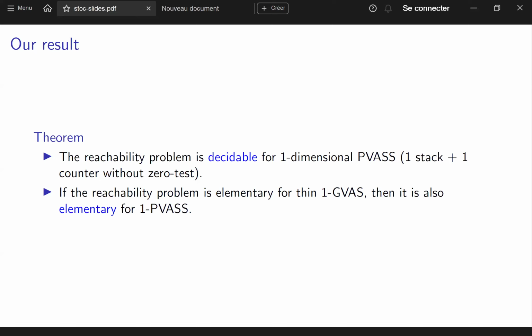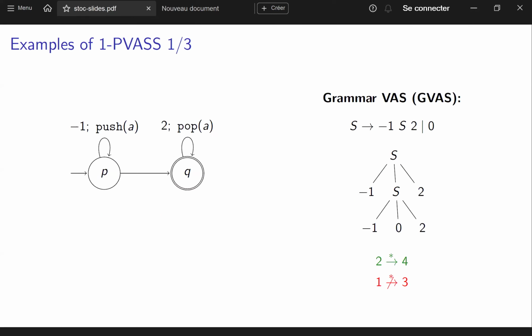Before moving to the idea of the proof, let us see a few examples of one-dimensional pushdown VAS. My first example is this one. In STOC, we will be interested only in runs that start and end with an empty stack. However, the initial and final value of the counter are not necessarily 0. We denote the initial value n. Here we start in state P and we end in state Q.